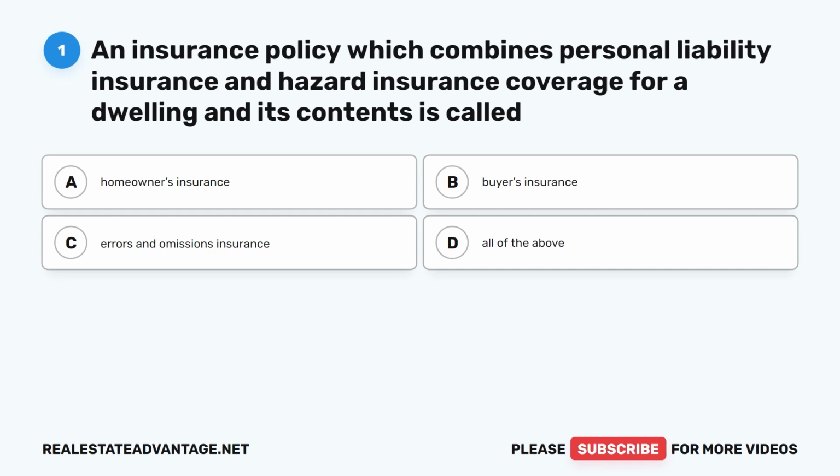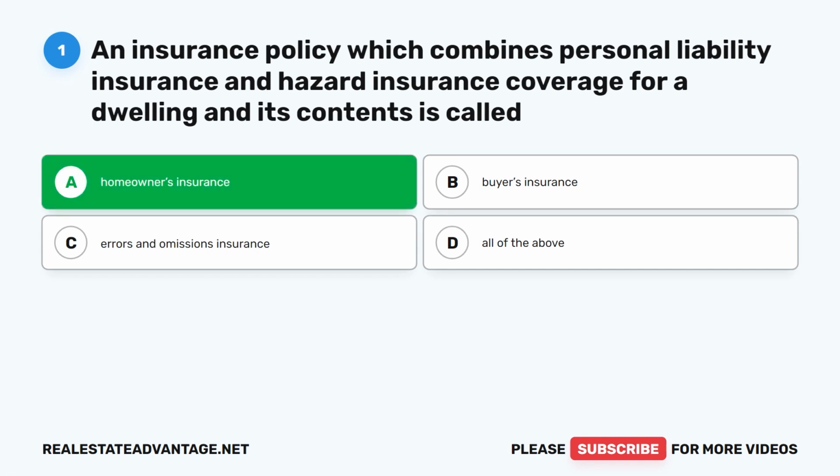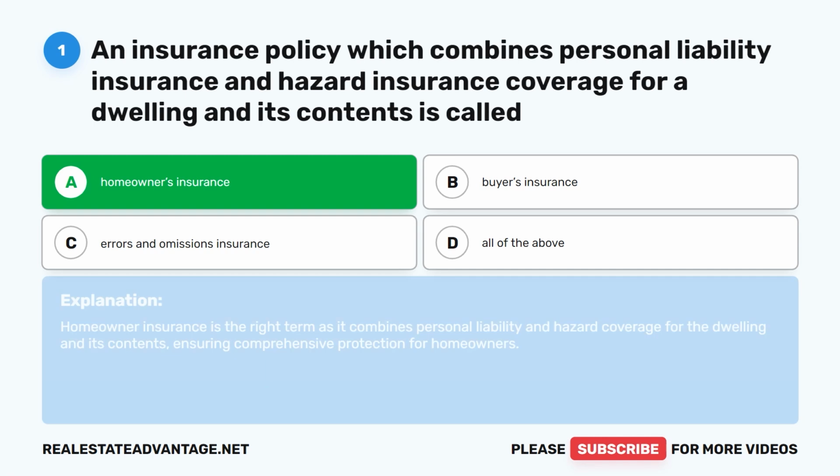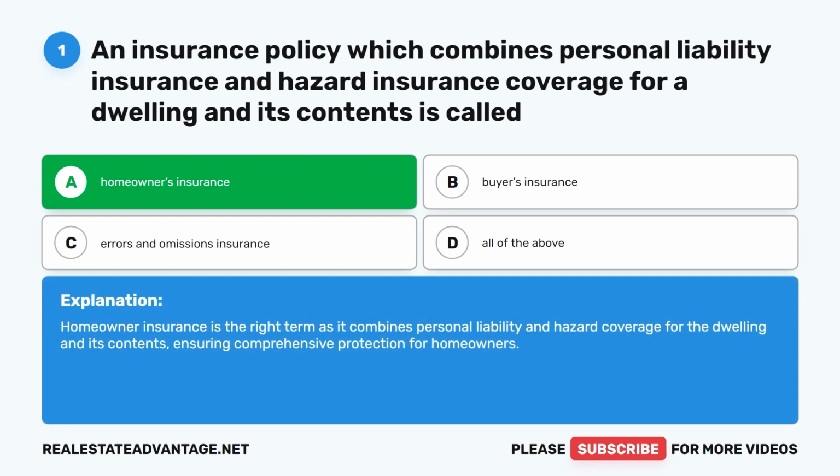Now let's get started. Question 1. An insurance policy which combines personal liability insurance and hazard insurance coverage for a dwelling and its contents is called A. Homeowner's insurance, B. Buyer's insurance, C. Errors and omissions insurance, D. All of the above. The correct answer is A. Homeowner's insurance. Homeowner's insurance is the right term as it combines personal liability and hazard coverage for the dwelling and its contents, ensuring comprehensive protection for homeowners.